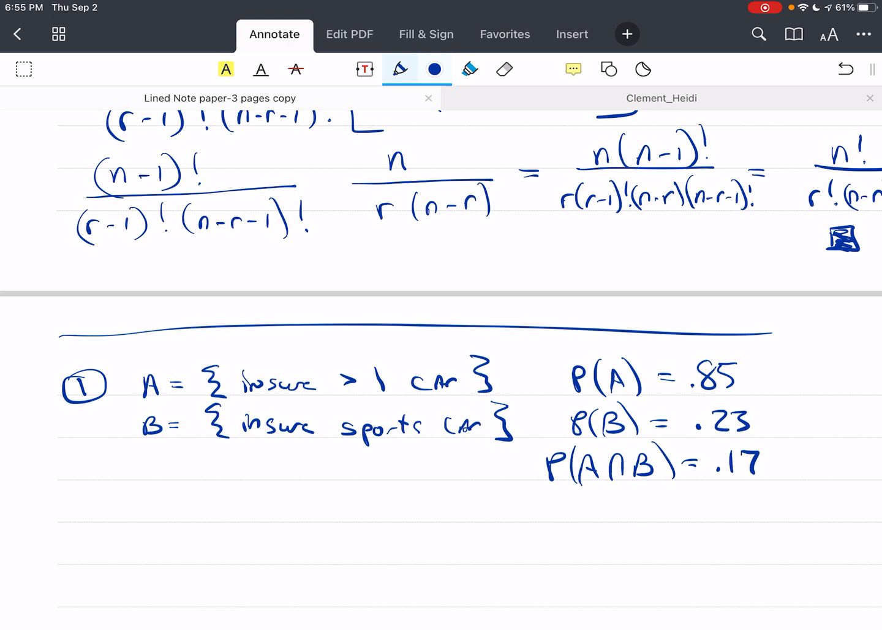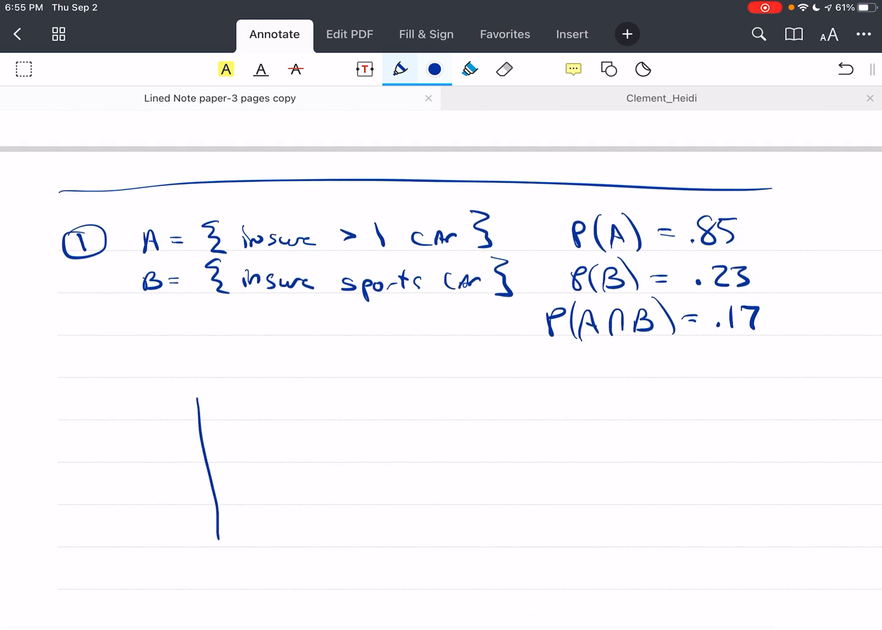So this person did a table. And I was very impressed because I don't think this is very obvious. But they said that here is A. So they put A here. And this, I think this is tricky. This was more than 1. Okay? And so here would be not A, exactly 1. And then they put B here, which was sports car. And so B not was not sports car.